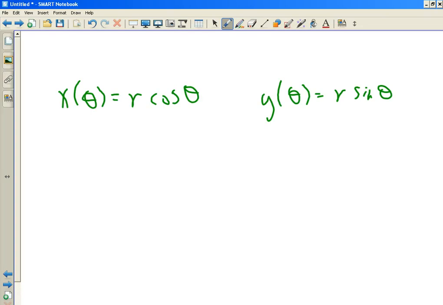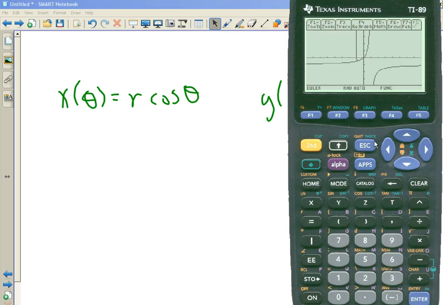It's a circle, right? Remember way back when we talked about polar mode, didn't we say that x equals r cosine theta and y equals r sine theta when we had the unit circle and all that? Let's see if we can graph this on Hal. Let's get into parametric mode.